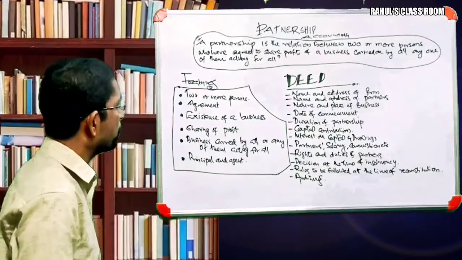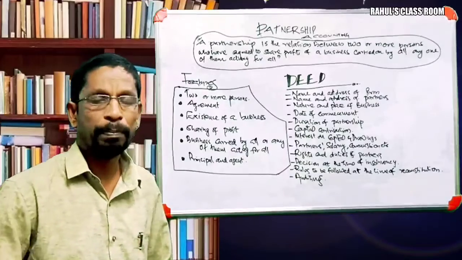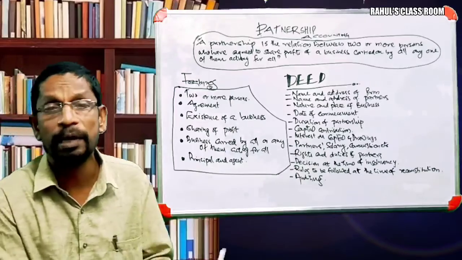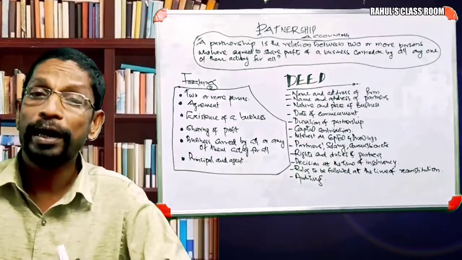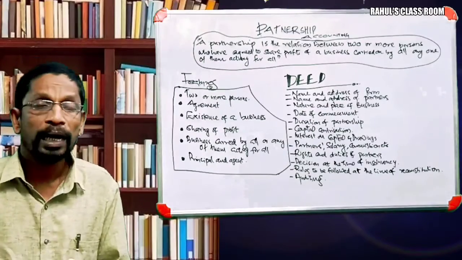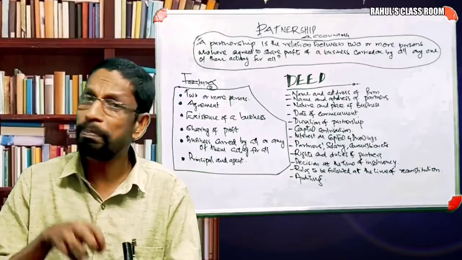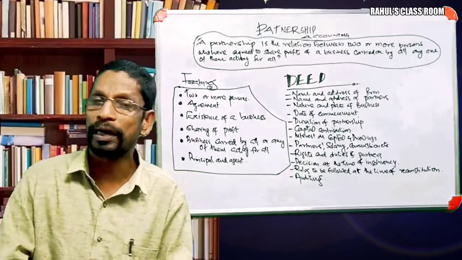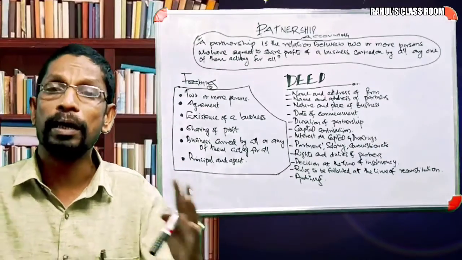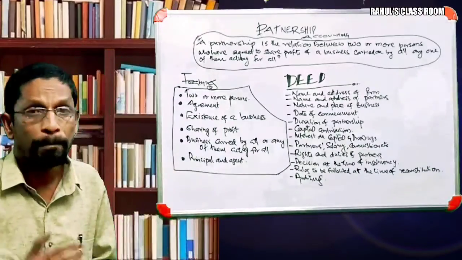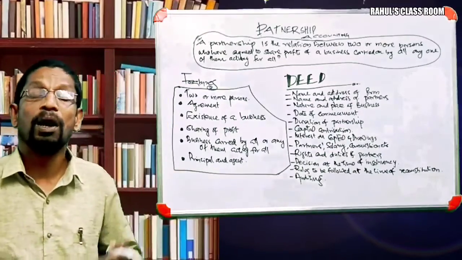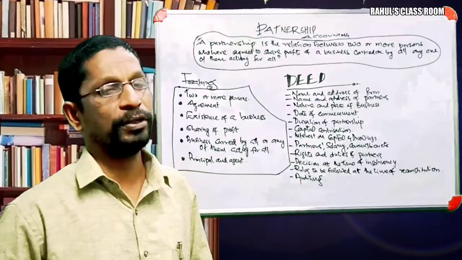Second one, the agreement. That means a partnership is purely based on an agreement, a deed or a contract between the partners. Because why? The partnership agreement provides many details about the working of the organization. So a partnership normally works on the basis of an agreement between the partners. So agreement is also an important characteristic or feature of a partnership organization.